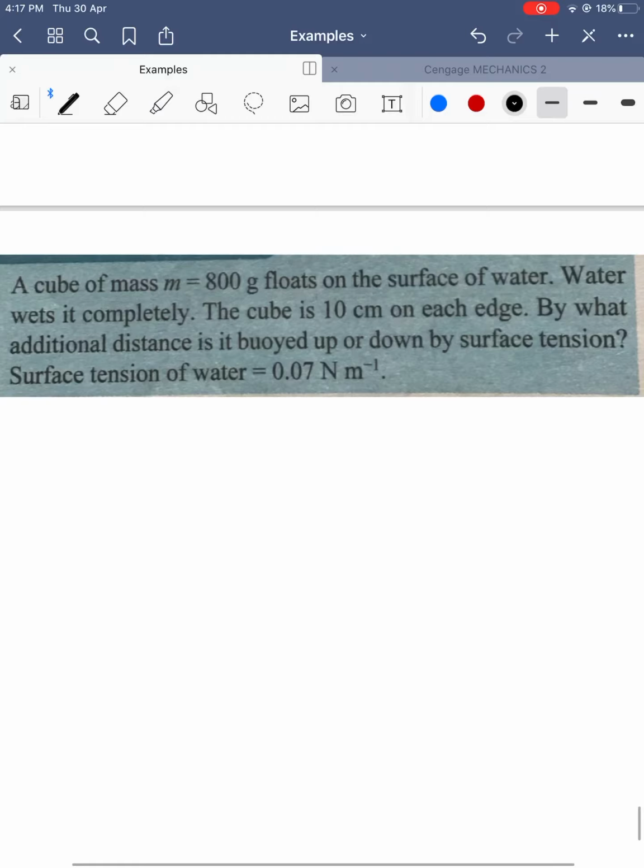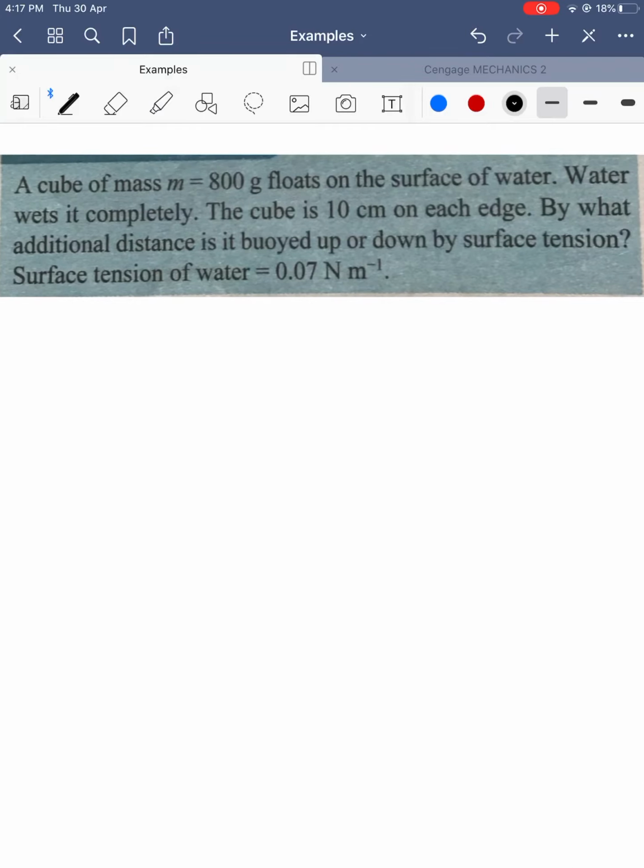Okay, a cube of mass m equal to 800 grams floats on the surface of water. Water wets completely. Remember this statement: if it wets completely, that means surface tension acts vertically, either upwards or downwards. We should determine which by using this. A cube is 10 centimeter on each side.